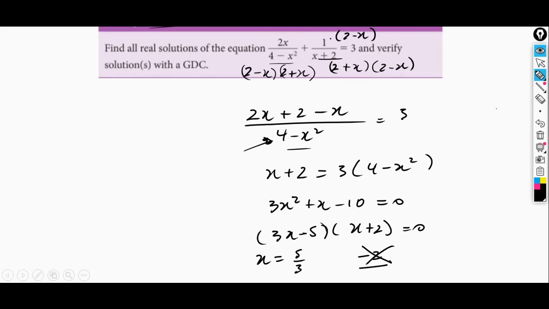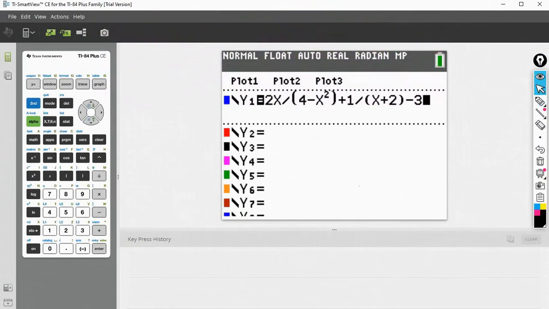Now we're going to use the GDC to verify the solution. Here we are with the graphing display calculator, and notice that I have plugged in the equation. One thing you have to be careful with is the use of parentheses. If you want to write 2x divided by 4 minus x squared, you have to make sure that this part is in parentheses. Otherwise, the calculator will interpret it incorrectly. Then this plus 1 over x plus 2, and notice that I have now minus 3. Recall that this would equal 3, but what we want to do is bring the 3 to this side, so this equals 0. Therefore, we're going to plot this and then find the x-intercept.